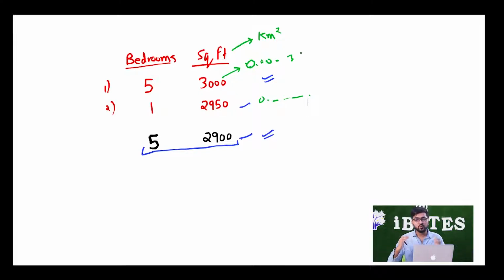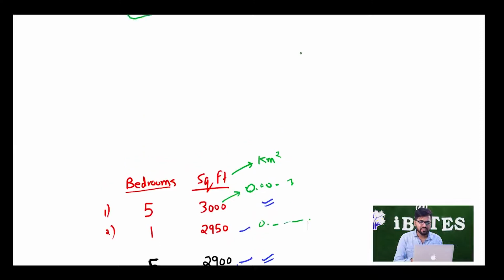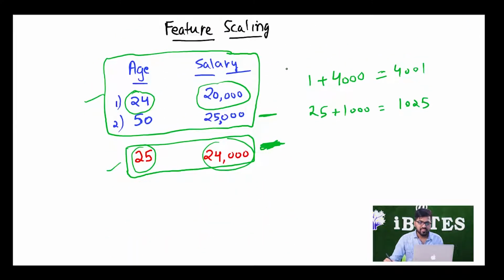We should always try to scale them so that one feature does not get an unfair advantage over the other feature. Similarly, in a previous example, if instead of rupees I would have done in lakh, that is 0.2 lakh, and this would have been like 0.25 lakh. Similarly, this would have been 0.24 lakh. Now clearly my age factor is going to overpower my money factor.